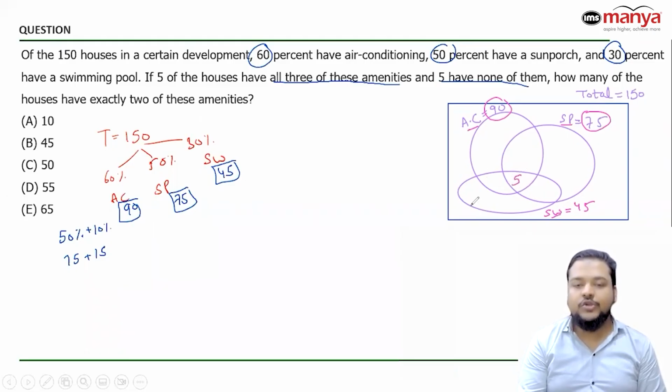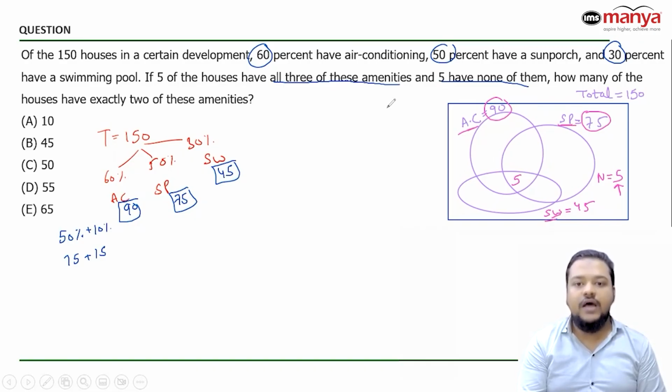Now there is one more value to be placed, and that is the neither. There are some houses out of 150 which have nothing: neither air conditioning, nor swimming pool, nor sun porch. If you observe, outside the circles and inside the rectangle, there is some vacant part. This vacant part is nothing but neither. So whenever you have a value for neither, always make sure to write it in the vacant part. Neither means the houses that have none of the things represented by the circles. So the 5 houses do not have air conditioning, nor sun porch, nor swimming pool. This is how you have to read the diagram.